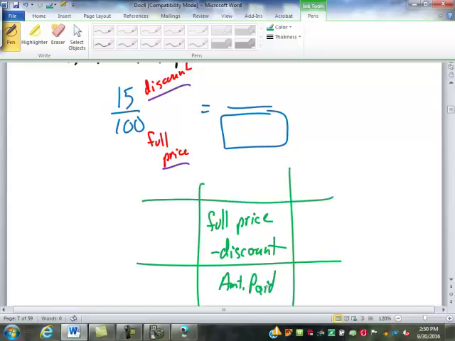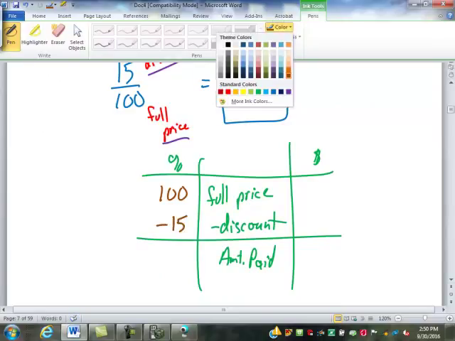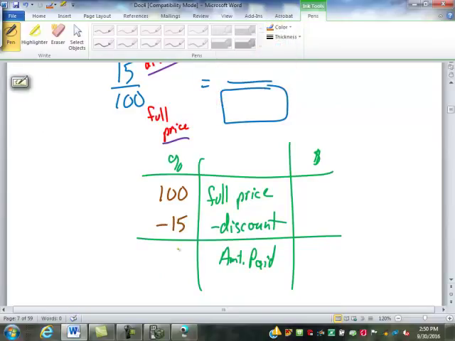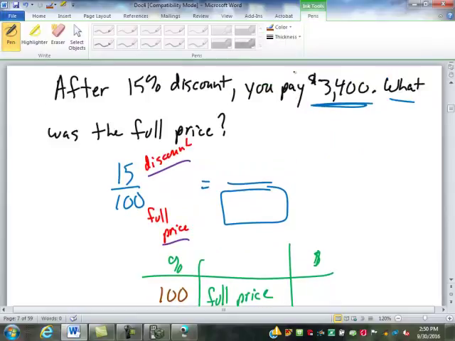Now, you don't necessarily have to write this out. I'm writing it out like this just to give you an idea of where the numbers are coming from. But the full price or the starting amount is always 100%. What percent is the discount here? 15. So we subtract 15%. What percent then is the amount paid? 85%. So now on the other side, what number do we know? The 3,400 describes what? The amount paid.